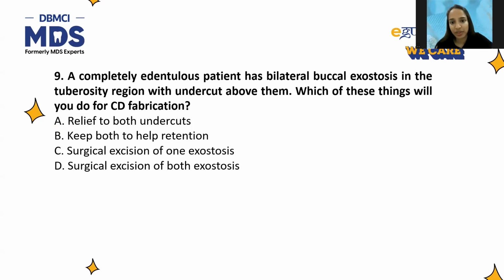Completely edentulous patient has bilateral buccal exostosis in the tuberosity region with an undercut above them. Which of these things will you do for your complete denture fabrication? Do you give relief to both of the undercuts? Do you keep both to help in retention? Surgical excision of one exostosis, or surgical excision of both exostosis?